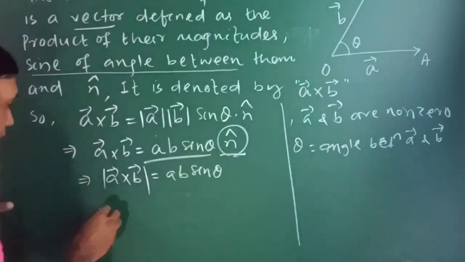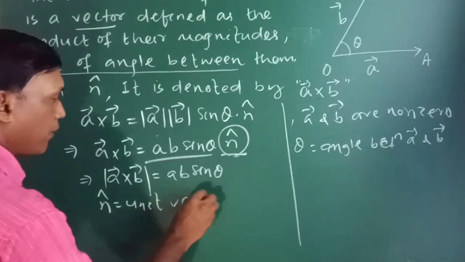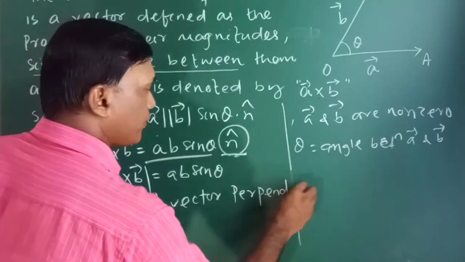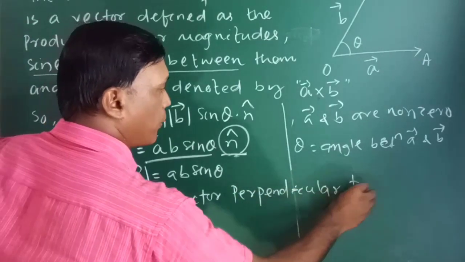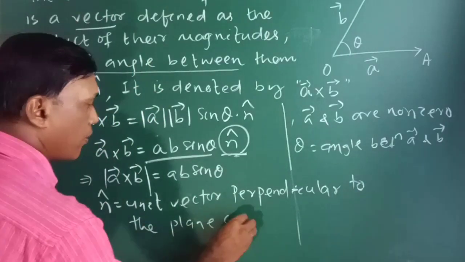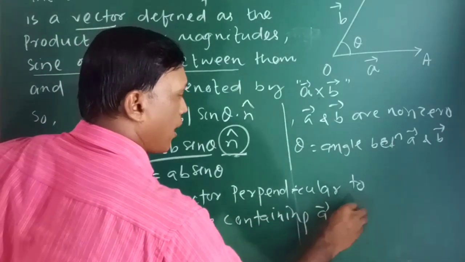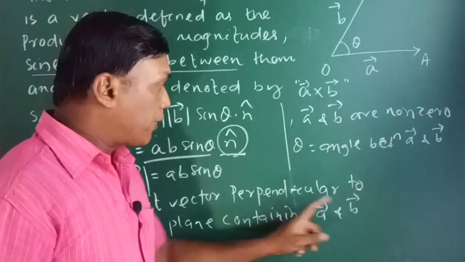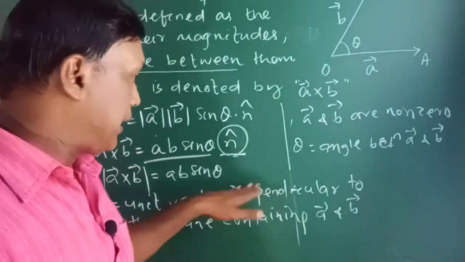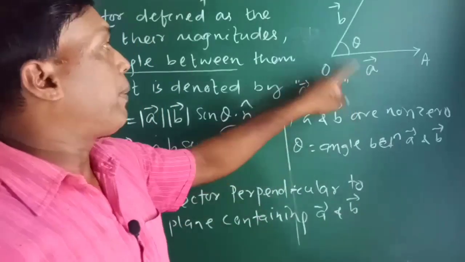That means this n cap is a unit vector perpendicular to the plane containing A vector and B vector. The plane in which A vector and B vector lie, n cap is perpendicular to that plane. This n cap is perpendicular to the plane containing A vector and B vector.